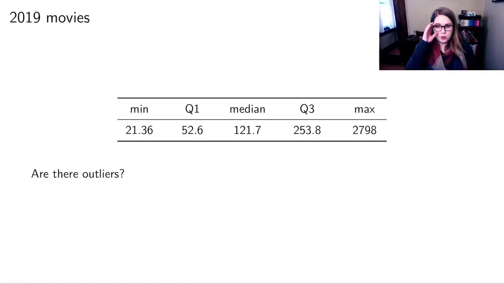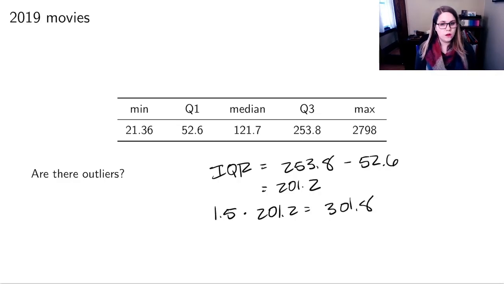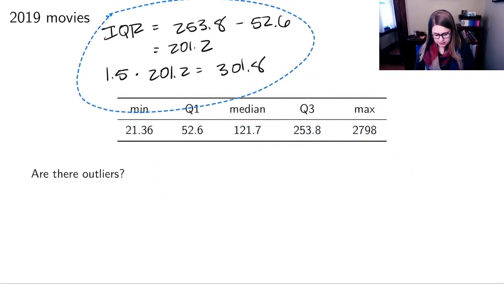So let's think about that with my 2019 movies data. I've got my quartiles Q1 and Q3, and that would allow me to compute my interquartile range. Minus 52.6, and I think that should be 201.2, and then we would do 1.5 times that interquartile range, 201.2. All right, so now we've got a value that we're going to want to compare. Maybe I'll move this stuff up so that I have a little more space at the bottom.